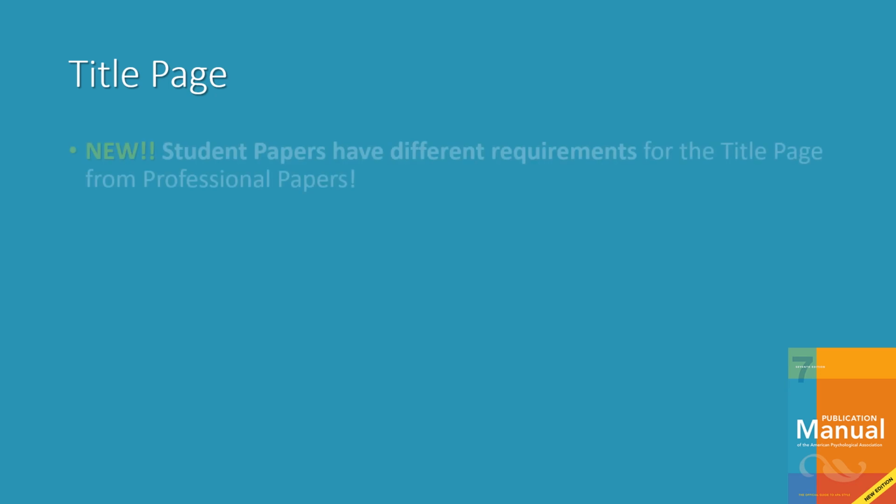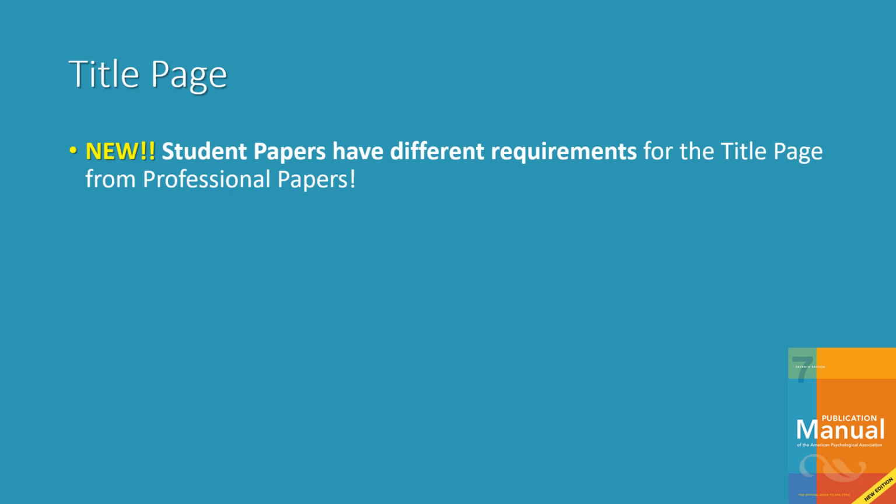Okay, now we're down to the title page. This is one of the biggest changes and the change that I'm most excited about. There are now different standards for student papers and papers that are going to be published in a journal. So basically student papers versus professional papers.